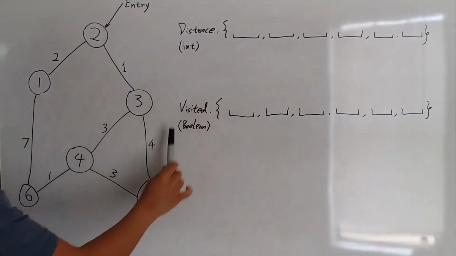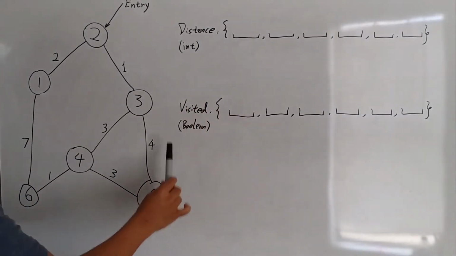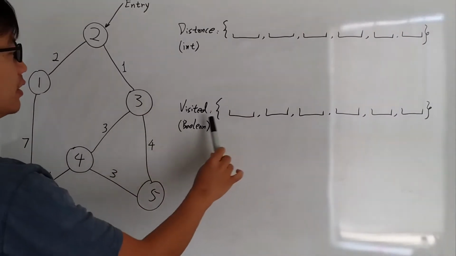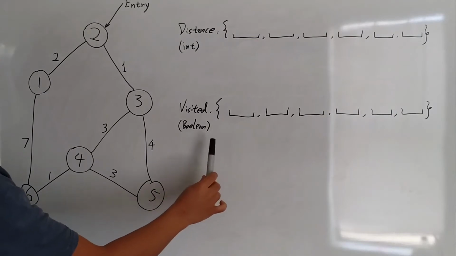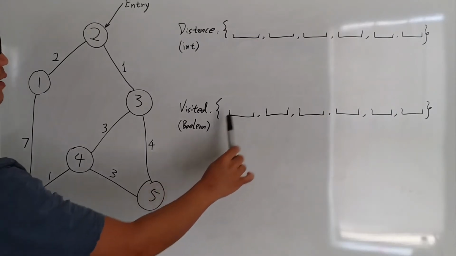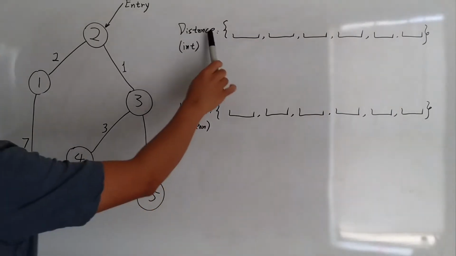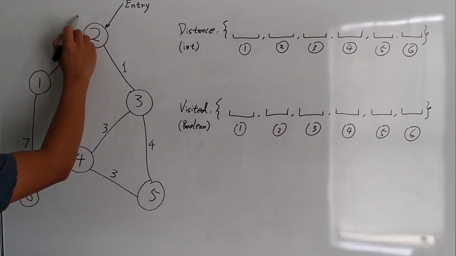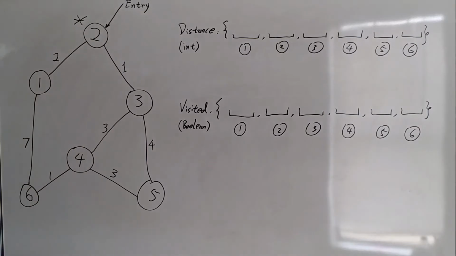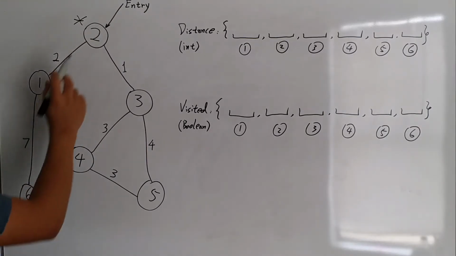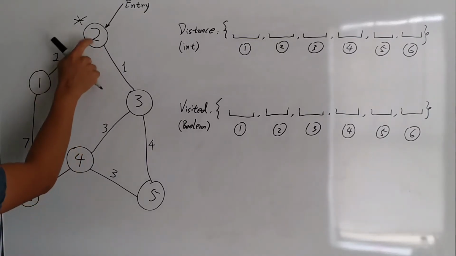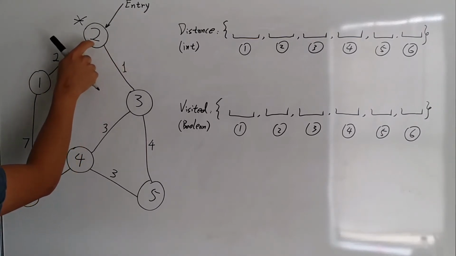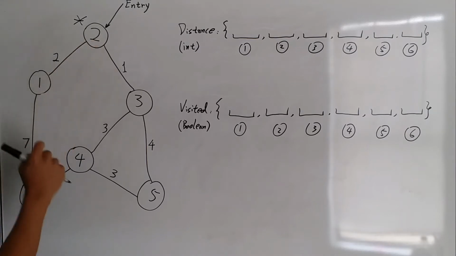Distance. This is about visited. So when we visit one node, we will mark the node as visited. It is a boolean, so if it is visited, we mark it as true. And the distance, let's get started. So we start from node 2, right? We put a star here, and the distance at this point is 0, because when the signal comes here, it immediately goes to node 2. So the distance here is 0.